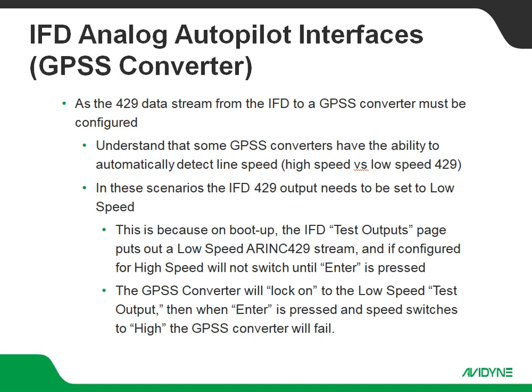So if you have a GPSS converter that automatically sets itself to whatever the line speed is coming in, it's going to set itself for low speed during that test routine, and then as soon as you hit enter on the IFD, it's going to switch to high speed, and now your GPSS converter is going to fail. It's going to fail that GPS because line speed changed on it after it set itself for low speed. So in those scenarios, you want to make sure that the IFD is set for low speed.